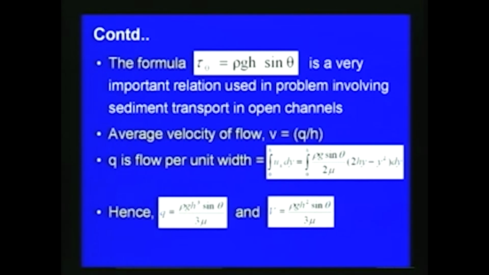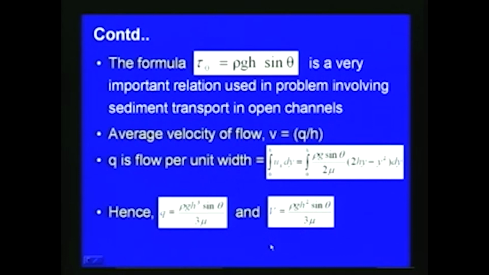And then if you want to find out the average velocity of flow for this particular problem, V is equal to Q by h, where Q is the flow per unit width. So, flow per unit width Q is equal to integral 0 to h ux dy. So, that is equal to integral 0 to h rho g sin theta by 2 mu into 2 hy minus y square dy. So, from this expression we will get Q is equal to rho g h cube sin theta by 3 mu, and the average velocity V is equal to rho g h square sin theta by 3 mu. So, these are the various expressions.